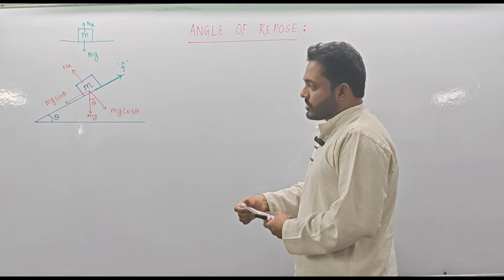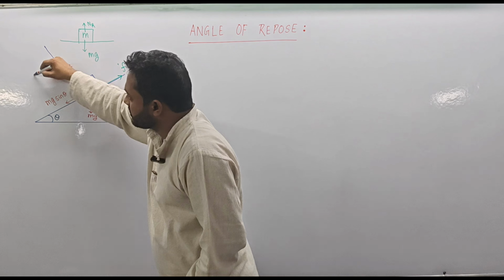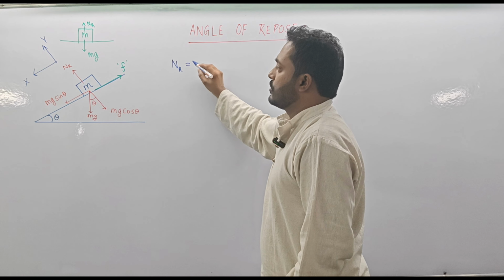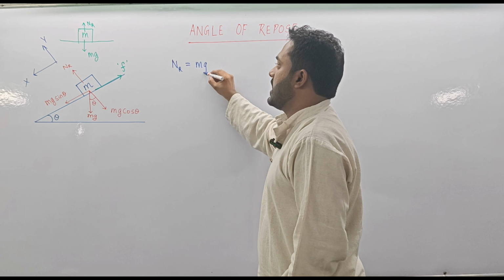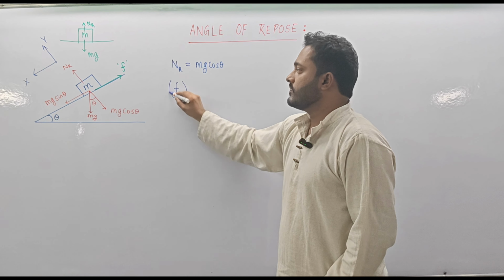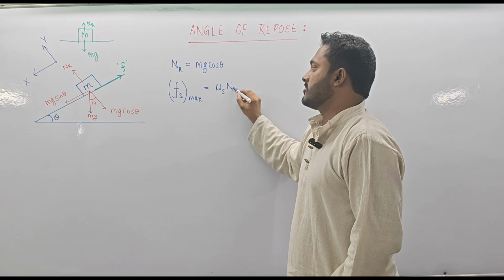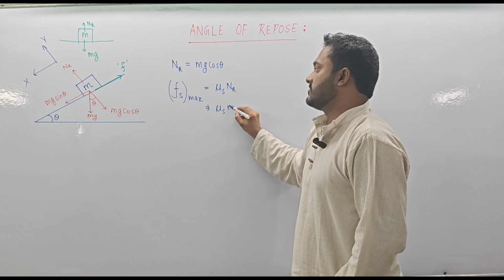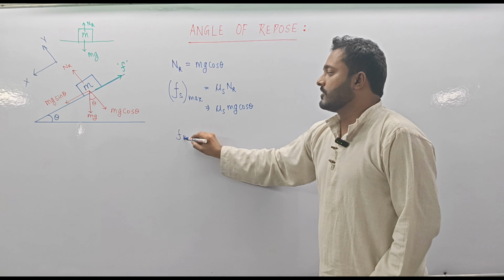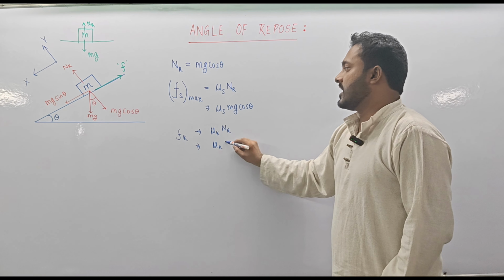So if we calculate the normal reaction force, then we can say that in this direction, which we regard as y-axis, so if we regard this as y-axis and this one as x-axis, the normal reaction force that is in the upward direction is balanced by mg cos theta in the downward direction. And if we calculate the value of frictional force, we will have two values. The maximum value of static friction is equal to mu s multiplied by normal reaction force. So we get mu s mg cos theta. And the kinetic friction value is going to be mu k times normal reaction force, that is mu k mg cos theta.